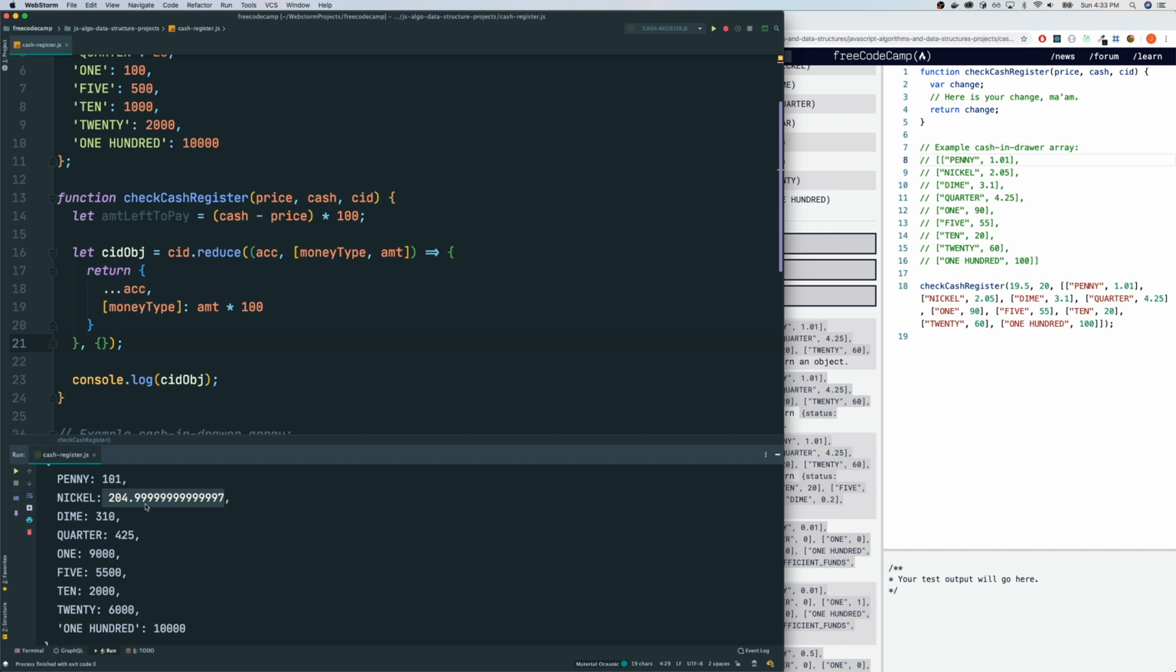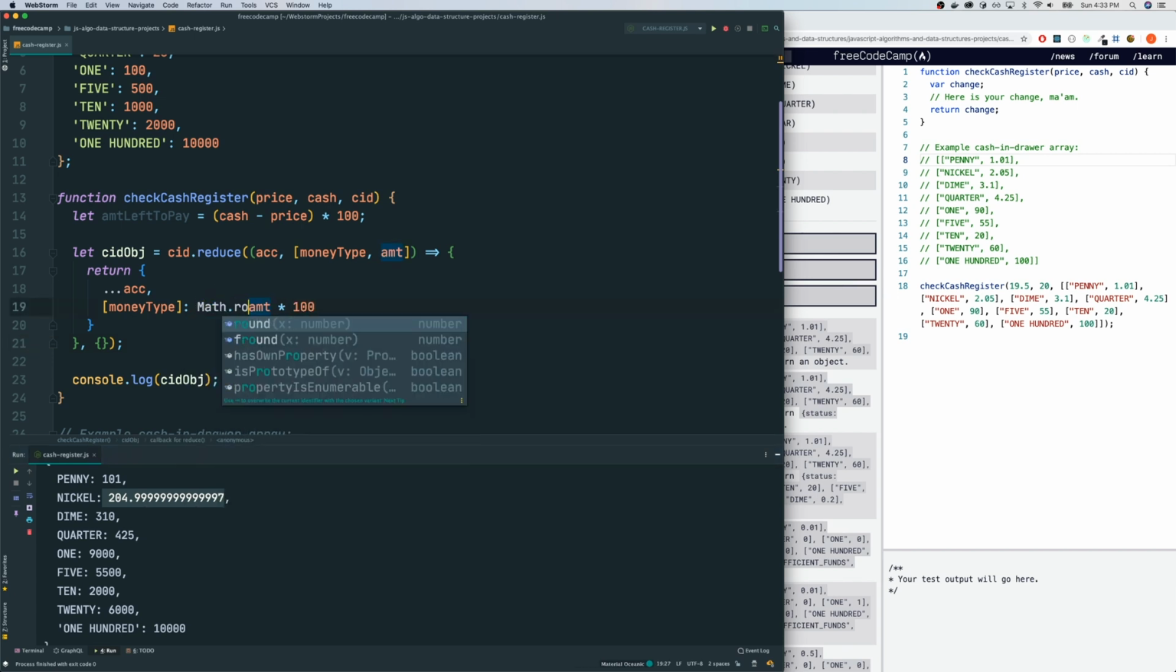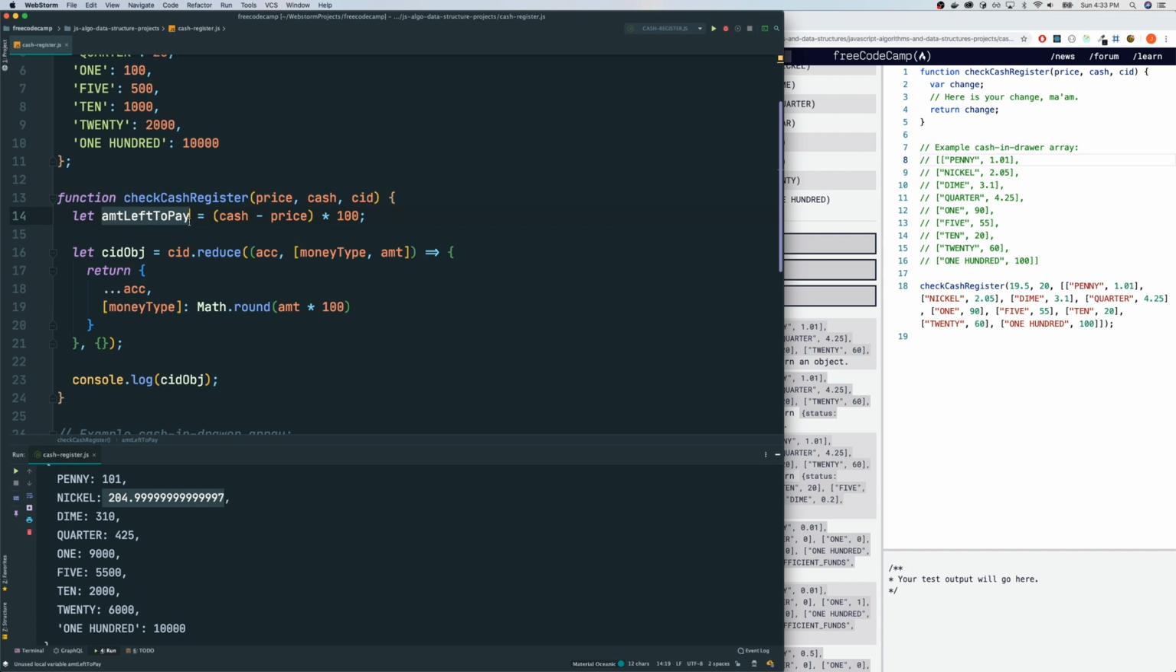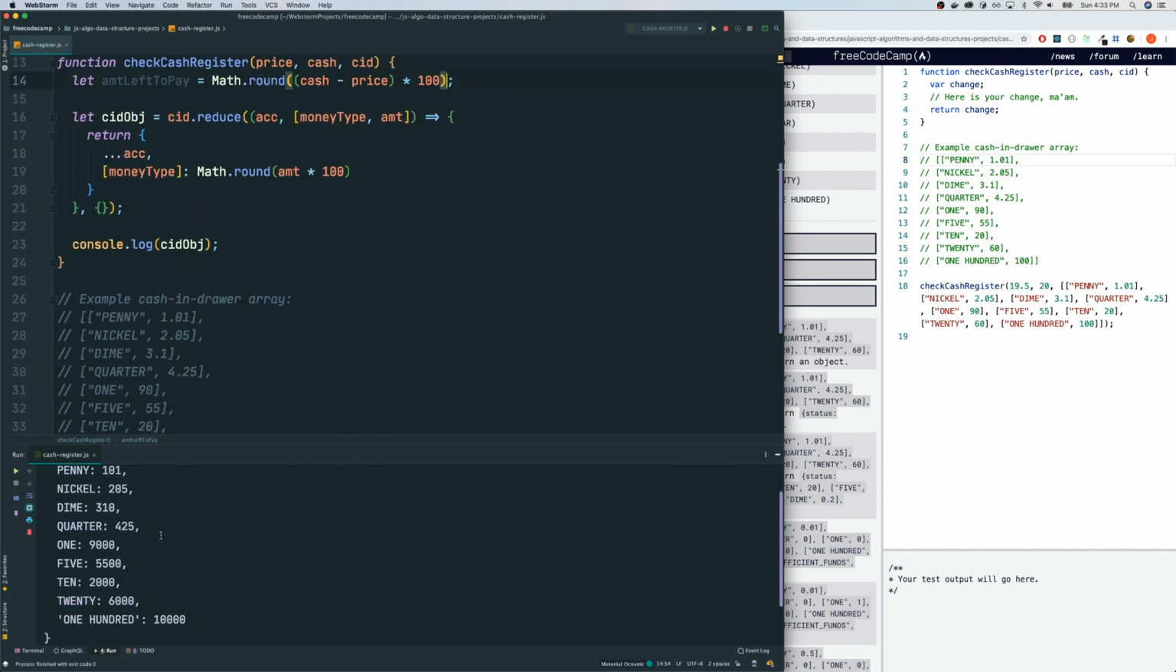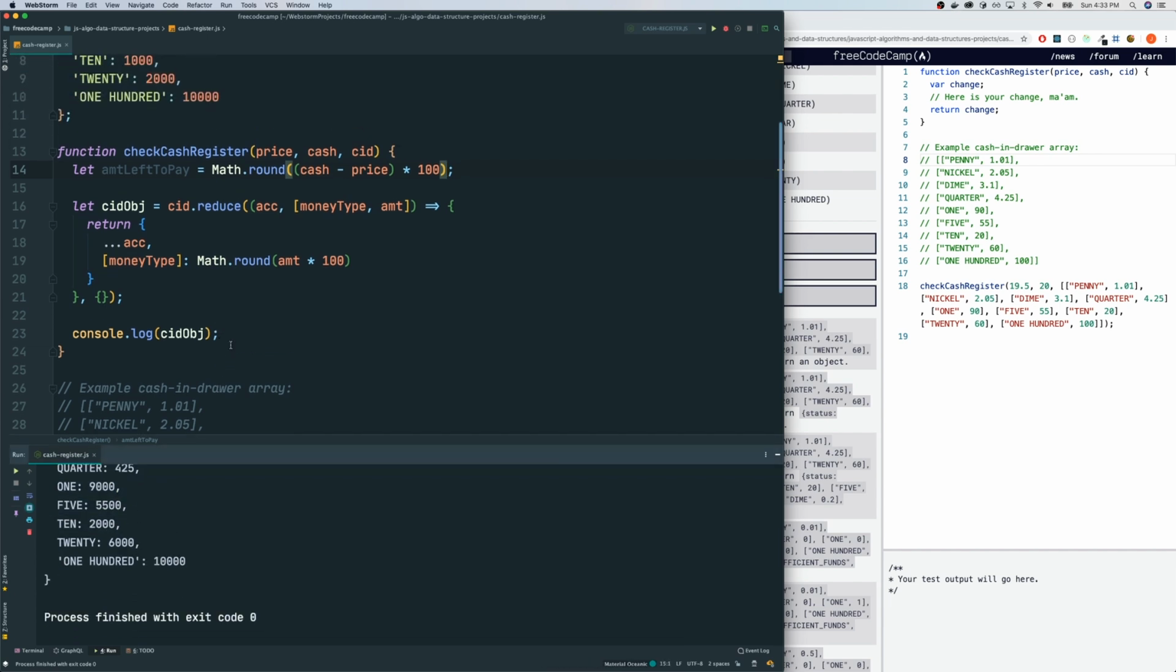So how should we deal with this? How about this? Let's just math.round whatever value this was, okay? And just to make sure that our amount left to pay doesn't become crazy like that too, why don't we math.round that too? That's going to round it to the nearest whole number. Let's see what we get now. I'm going to run the code again, and now we don't have any of those crazy decimal values. So I think this is better for us.